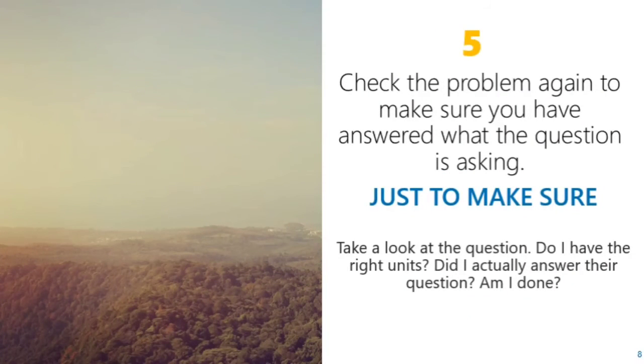Check the problem again to make sure you have answered what the question is asking. Just to make sure, take a look at the question again. Do I have the right units? Did I actually answer their question? Am I done? So in the example I said earlier, where you have to find velocity at the bottom of the hill, if you do mgh equals half mv squared, and you just do the mgh part, and now you have the kinetic energy, did the question ask for kinetic energy? Or did it ask for velocity or speed? Or did it ask for mass? So make sure you look back at the question to see that you are answering the actual question.